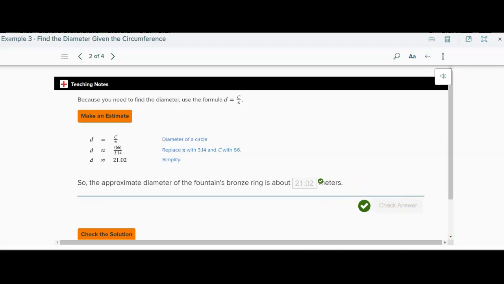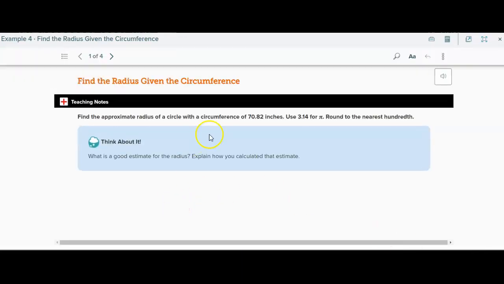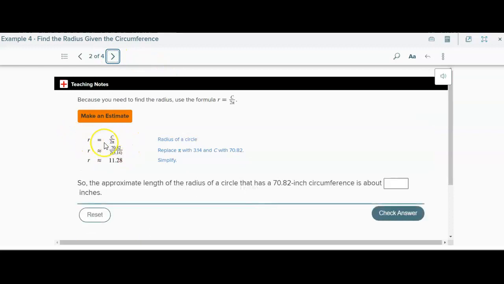And then the last example on page 452: if I have the circumference and I want to know the radius of a circle, so the circumference is 70.82 and I want to find the radius, then we can use this version of the formula. So plug in 70.82 for the circumference. We'll leave the 2 there and we'll change pi for 3.14.